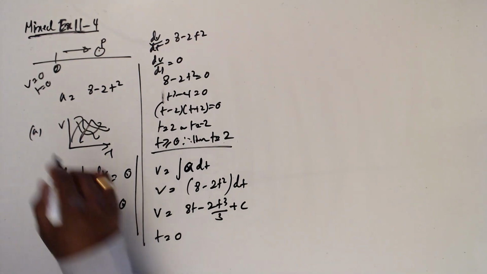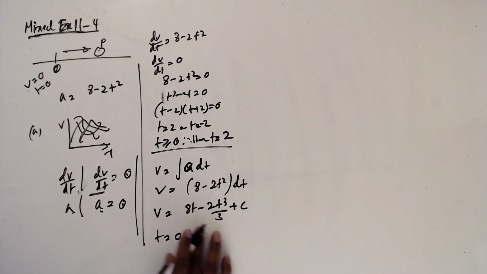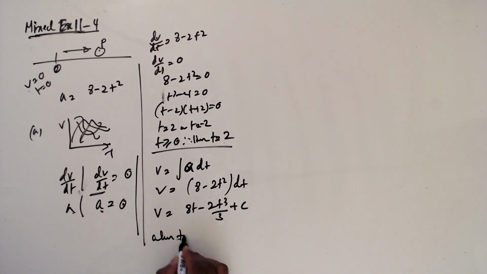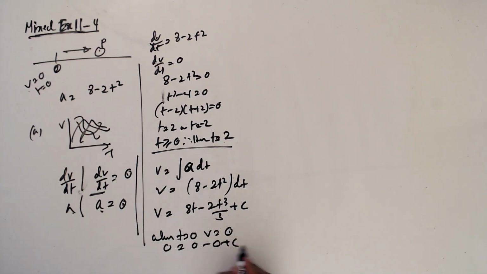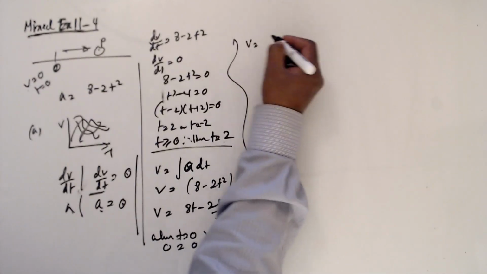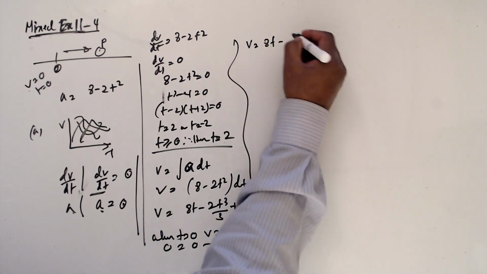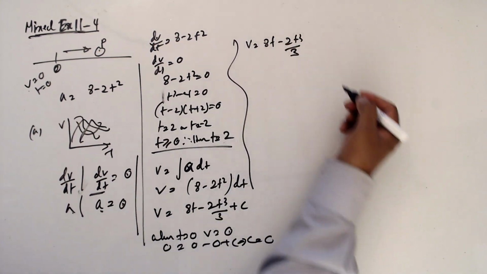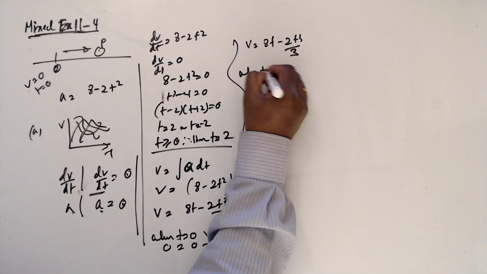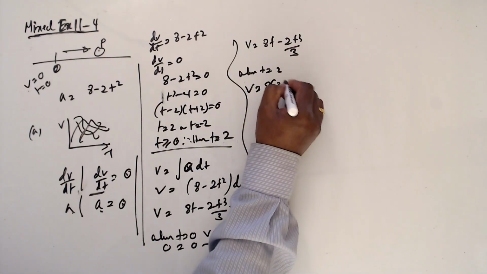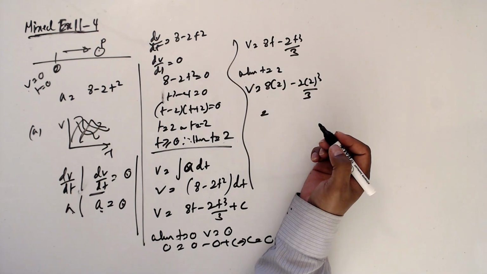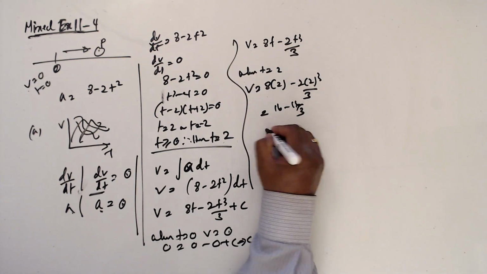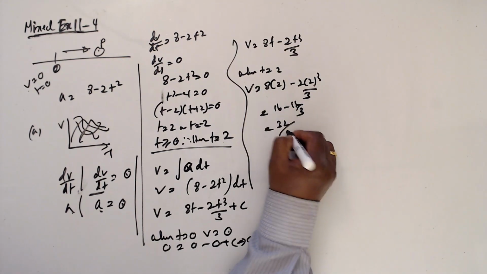When t equals 0, v equals 0. So 0 minus 0 plus c, so c equals 0. So v equals 8t minus 2t cube over 3. Now when t equals 2, v equals 8 times 2 minus 2 times 2 cube over 3. So the maximum v is 16 minus 16 over 3, that is 32 over 3.